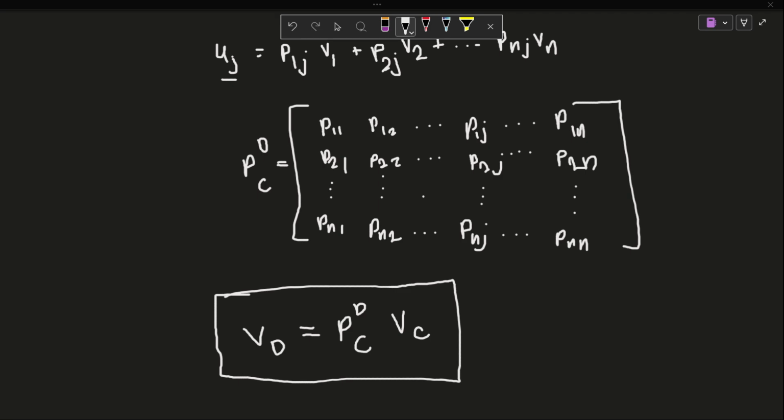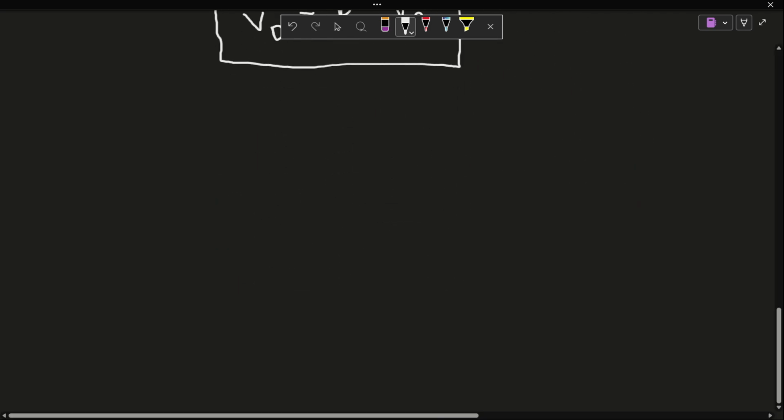This brings us to a theorem that says basically, if VC and VD are the n-tuple representations of some vector V with respect to our bases C and D respectively, and if Pj is the n-tuple representation of the jth basis vector in C with respect to the D basis, then VD is going to equal P of C to D times VC, where the jth column of P C to D is Pj. That's basically what I said, in theorem form.